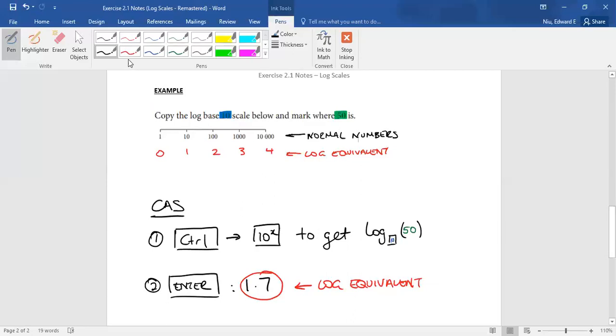So what does this 1.7 mean? This 1.7 is on the log equivalent scale. Right between 1 and 2, we've got 1.5. So 1.7 would just be closer to 2, right? So if we were to draw a line from there, that would be roughly this point there. And that's how you do the normal number to log equivalent conversion.